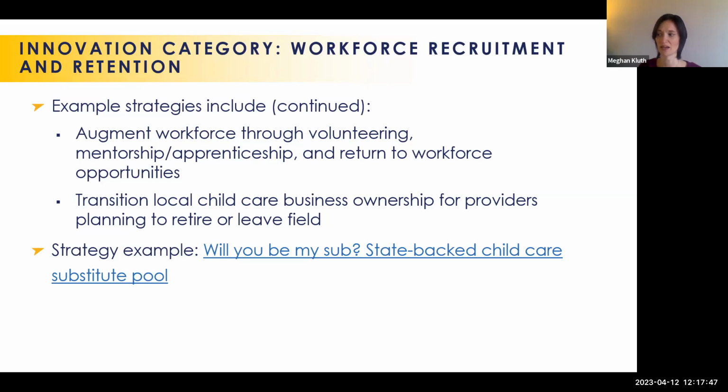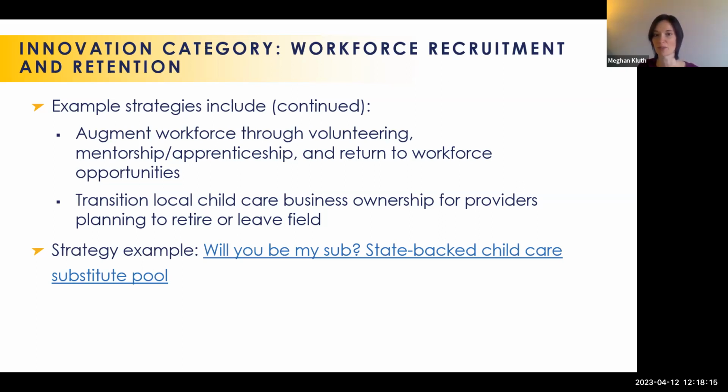Another one would be maybe you have local childcare providers that are interested in retiring or just ready to move to a different area of their lives. And what's the plan in place to make sure that that business ownership is able to be transferred so that those slots are still available for families? So we've got an example here from Washington and how they developed a state-supported substitute pool.